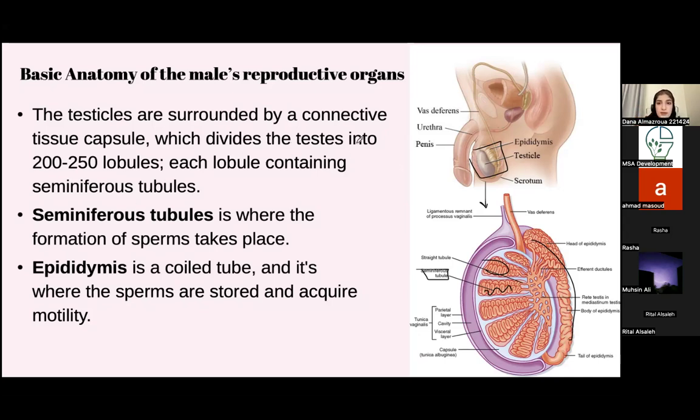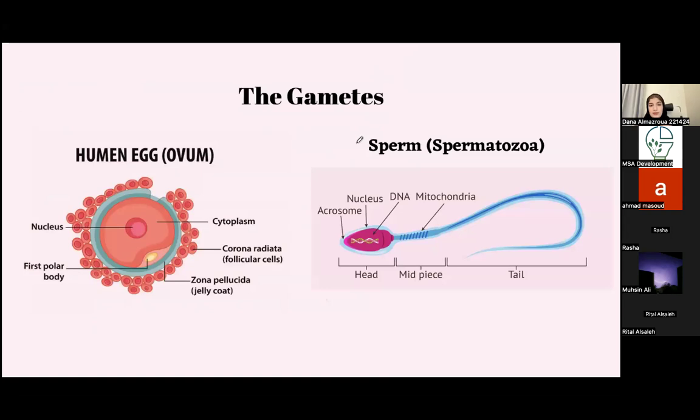So it makes sense. Now we're going to talk about the gametes, which are the heroes of our lecture. So we have the human egg, or the ovum. This is a mature egg. So this is what a fully mature female egg looks like. And we're going to go into details of the structure surrounding it, inshallah, in the upcoming slides.